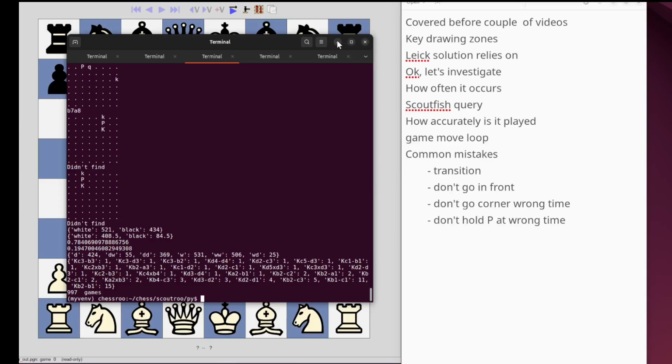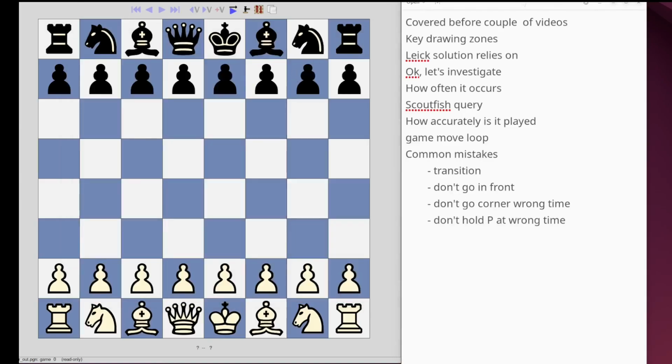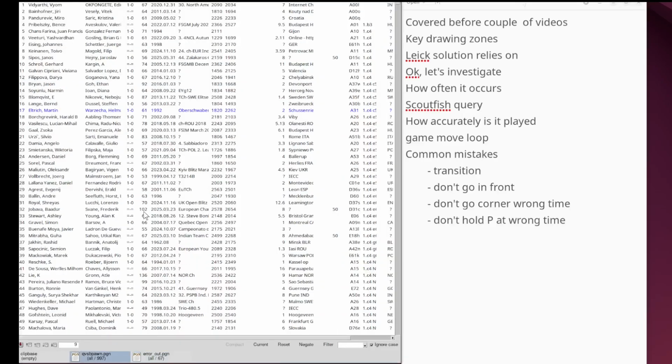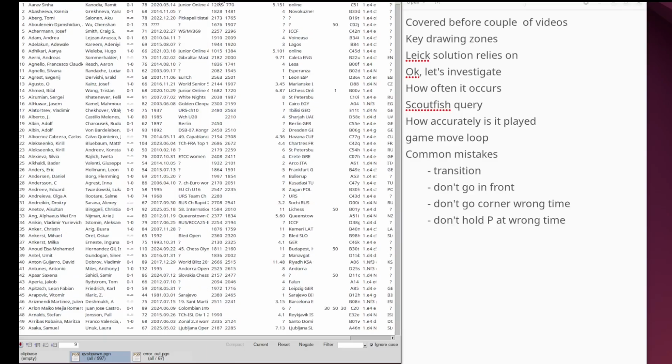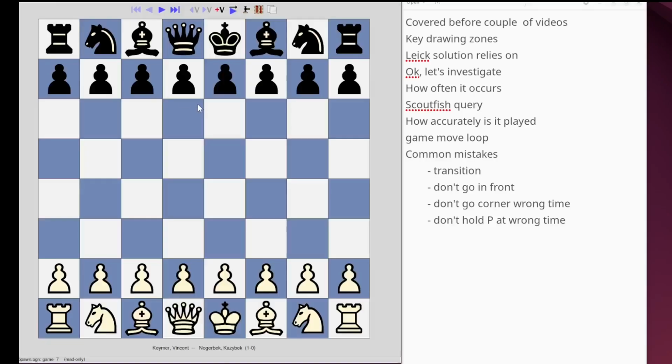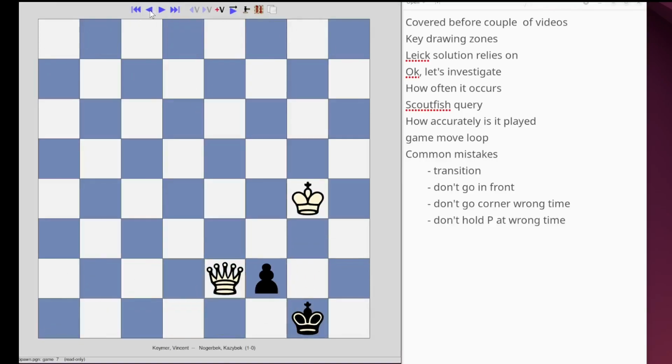So now we'll close that. I've got a set of games to go through here. First of all, let's just have a quick look at a few games which I found appealing. The first one, we'll just sort this by white. There's a Keymer game, just to give you a sense of what actually happens.